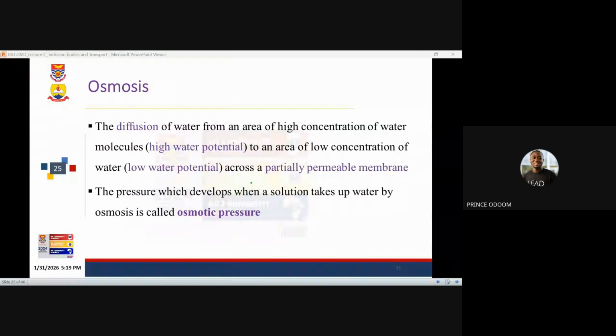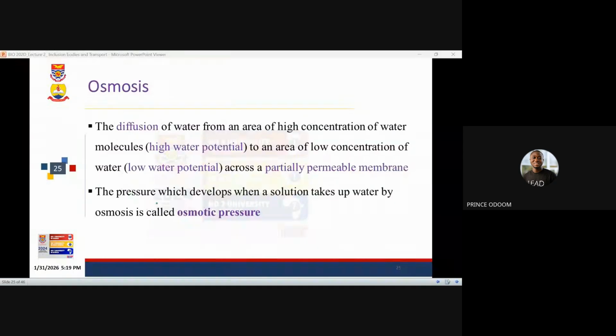So you can define osmosis as the movement of water molecules from a dilute solution to a more concentrated solution across a semi-permeable membrane. Or you can define it as the movement of molecules from a region of lower solute concentration to a region of higher solute concentration across a semi-permeable membrane, or from a region of higher water potential to a region of lower water potential across a semi-permeable membrane. So there are three different ways by which you can define osmosis, and they all mean the same thing. I believe we've taken notice of that.